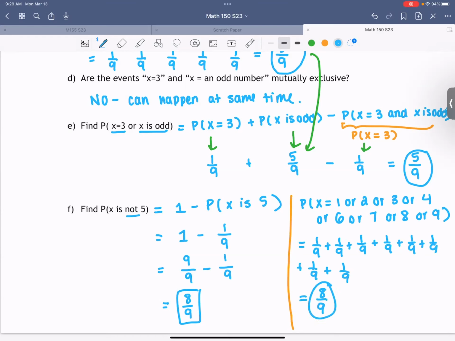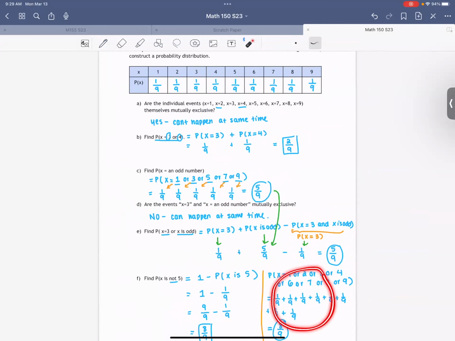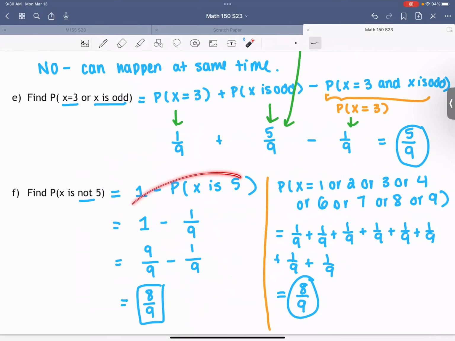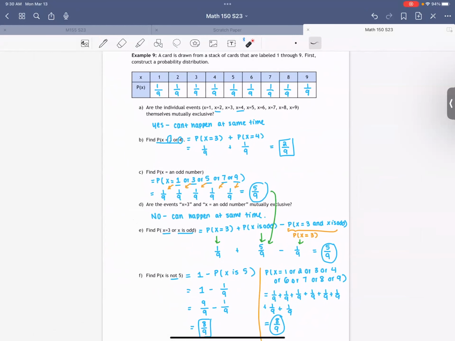So whenever we have these not questions, you can do them without using rule 3 if you want to. The only thing that I would say kind of sucks about using this way is if there were like 100 data values, it would kind of be annoying to count up 100 different data values, right? So I would say the left way is easier for me, but if you ever forget the left way, you can always do the right way. Any questions on example 9?